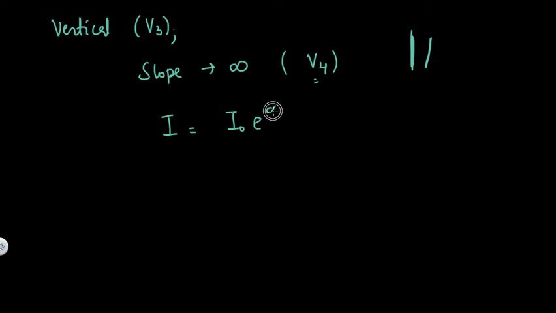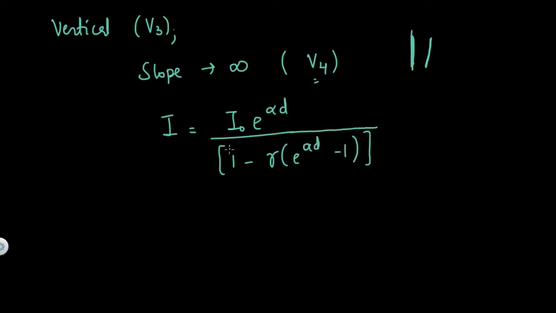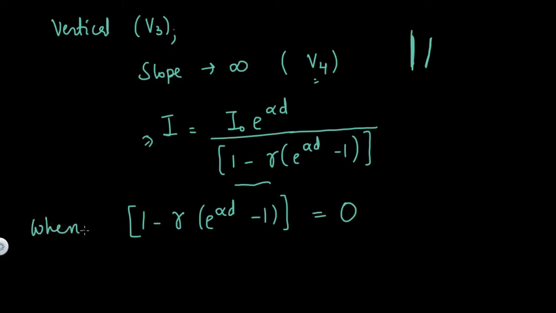I equals I naught e to the alpha d over 1 minus gamma times e to the power alpha d minus 1. When will this current be equal to infinity? When the term in the denominator is 0, that is, 1 minus gamma times e to the power alpha d minus 1 is 0. When this is 0, I becomes close to infinity.